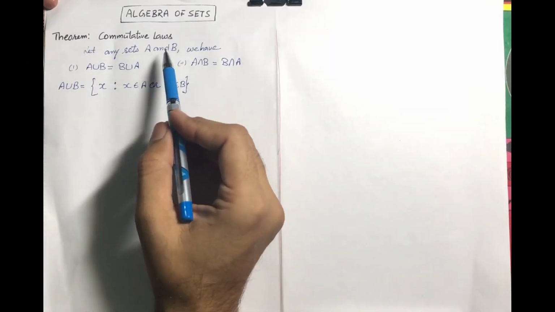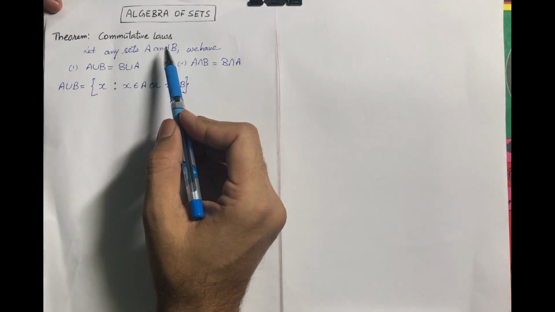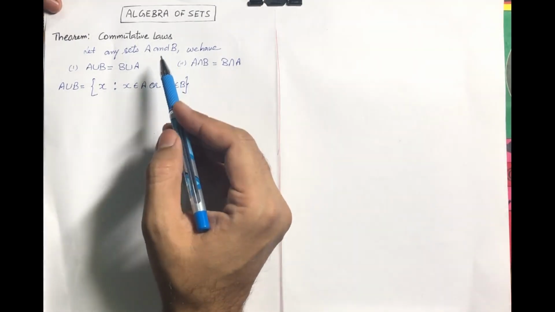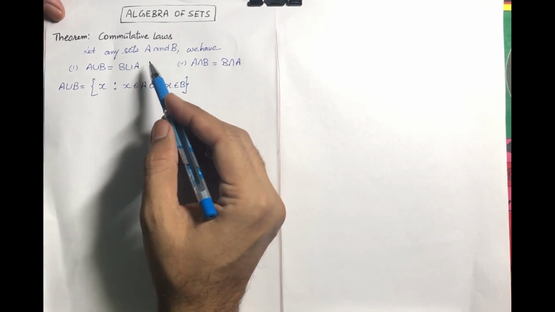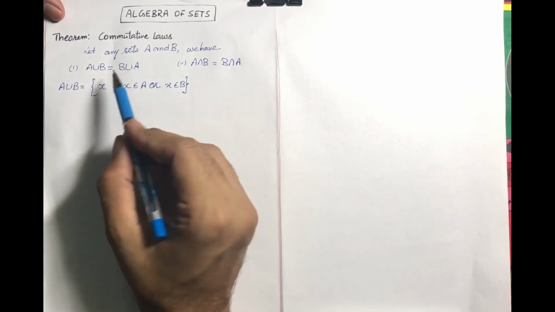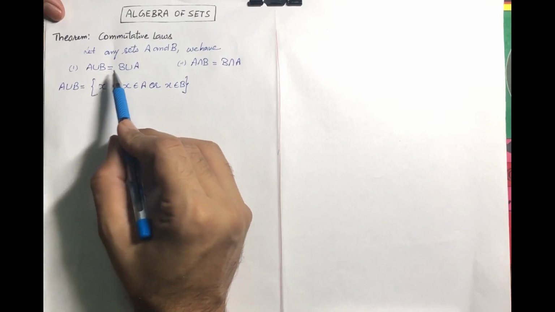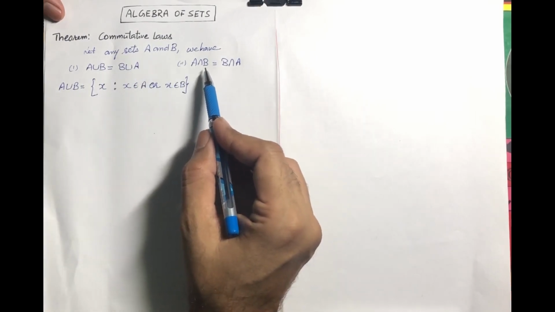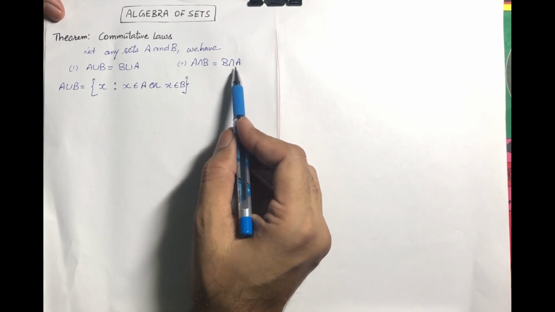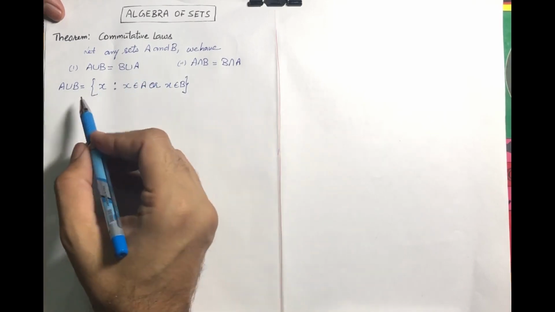Algebra of sets. In this topic we will discuss various properties satisfied by sets. The first property is the commutative law, that is, A union B is equal to B union A, and A intersection B is equal to B intersection A. So let us prove these properties.